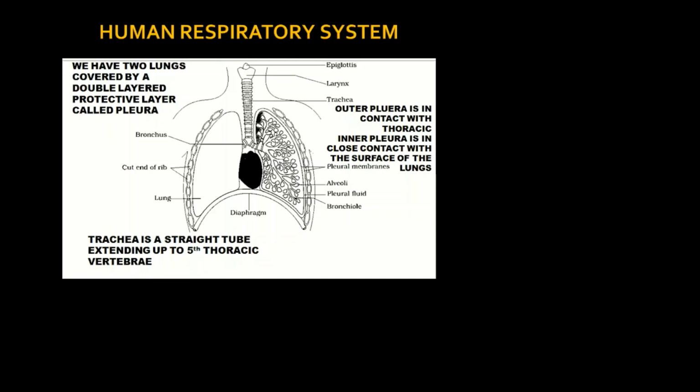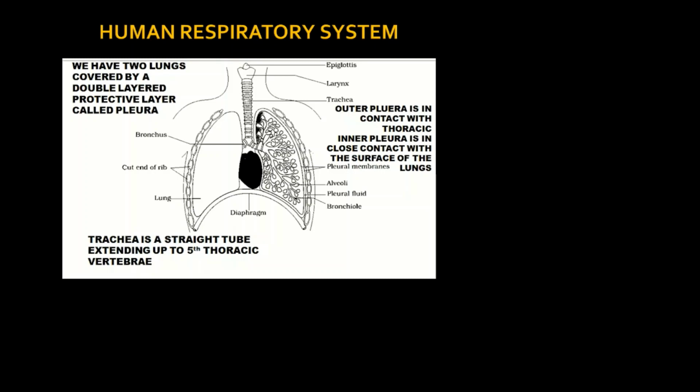We have two lungs, as we all know, obviously. The two lungs are covered by a double layered protective layer called pleura. The pleura has a total of three parts: the pleural fluid, the outer pleura and the inner pleura. The outer pleura is in contact with the thoracic wall, the upper part of the body.